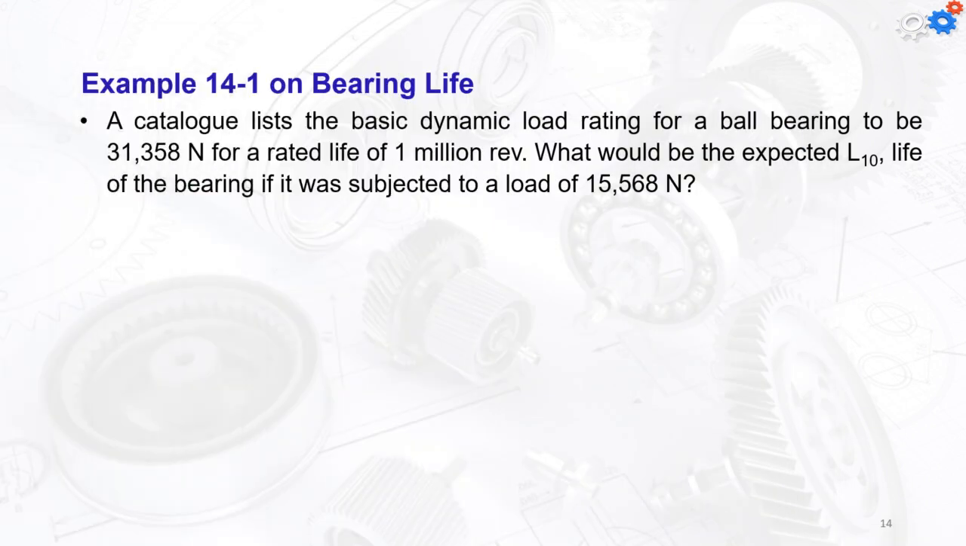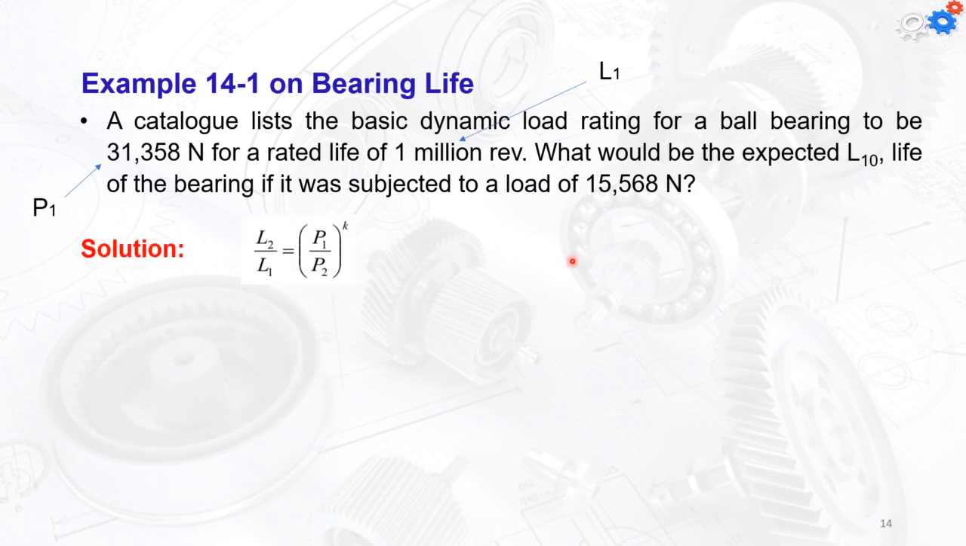36,668. Here we have the catalog that lists the basic dynamic load rating for the ball bearings to be 31,358 Newton, rated for 1 million revolutions. What would be the expected L10 life of the bearing if it was subjected to a load of 15,568? Now you can see that from here I can find the P1 and the L1, and I have the value for the P2.